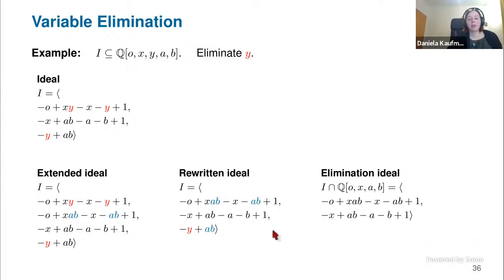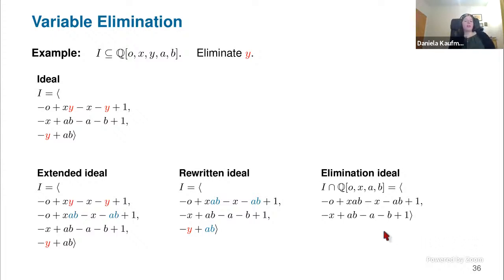And let's now see what happens when we choose the variable ordering such that Y is the largest element. Then we see that actually nothing changes, because Y only occurs in one polynomial where it is already the leading term, so it cannot move any further in front. And then we do the intersection, so we simply kick it out, and that's how we get the Gröbner basis for the variable elimination.